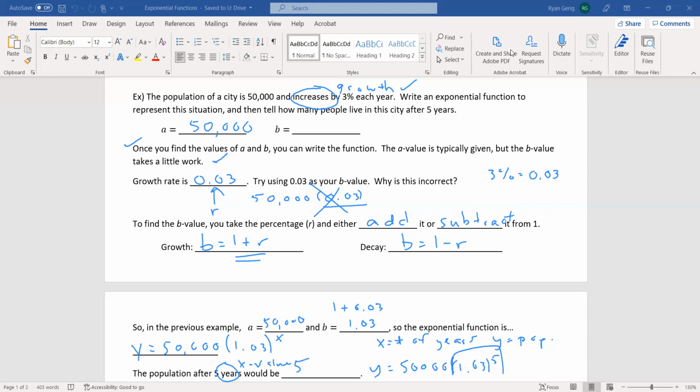I'm gonna change colors here so you can see it better. I get 57963.7. Now, you can't have 0.7 people, so we would want to round this to the nearest whole number. So 57,964 is what we would write. That would be the population after 5 years.